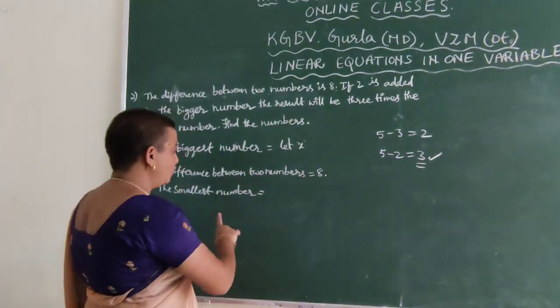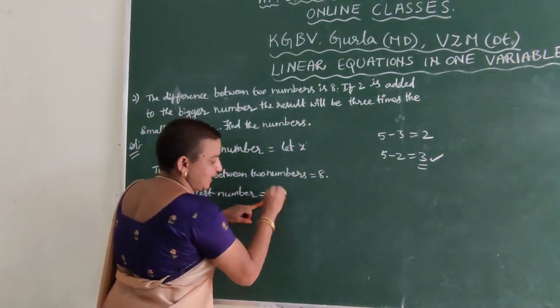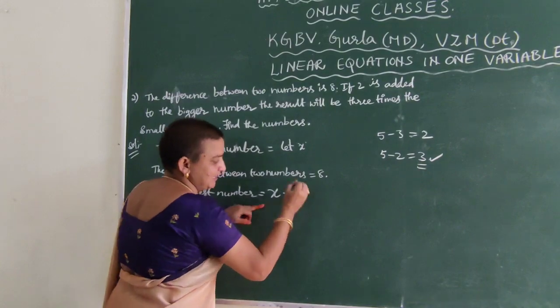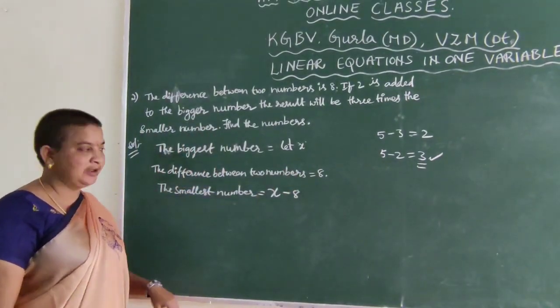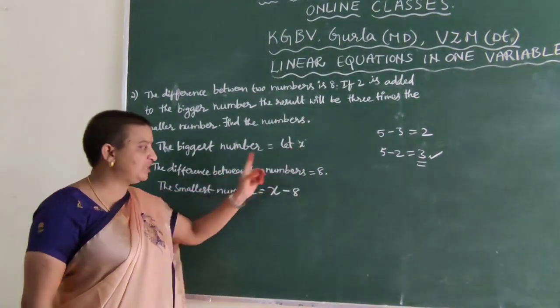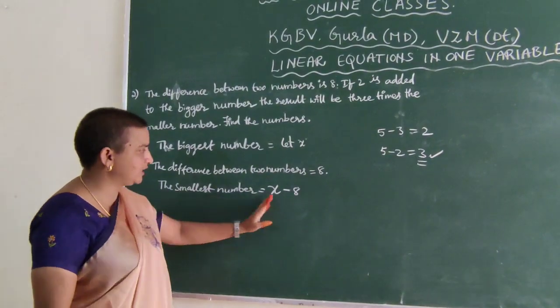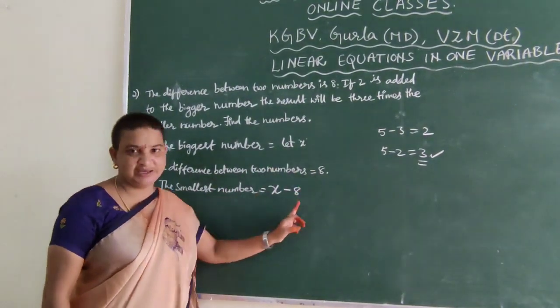Now we can write: the smallest number equals the biggest number x minus the resulting answer 8. Here we take the biggest number as x. The difference between two numbers is 8. So the smallest number becomes x minus 8.